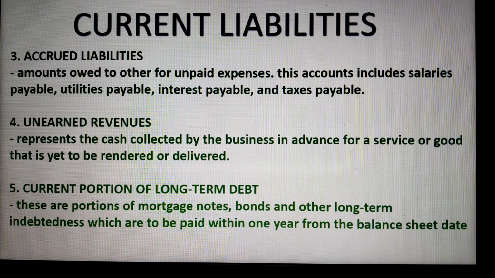Number 4 is unearned revenues. It represents the cash collected by the business in advance for a service or good that is not yet rendered or delivered. We call it accounts receivable when you rendered a service but the customer did not pay for it yet. Unearned revenues is when your customer is generous and pays an amount in advance for the service you have to render on an exact date. For example, a customer paid an advance of 200,000 for the company to render services to them. That is unearned revenues, an advance collection of payment from the customer.